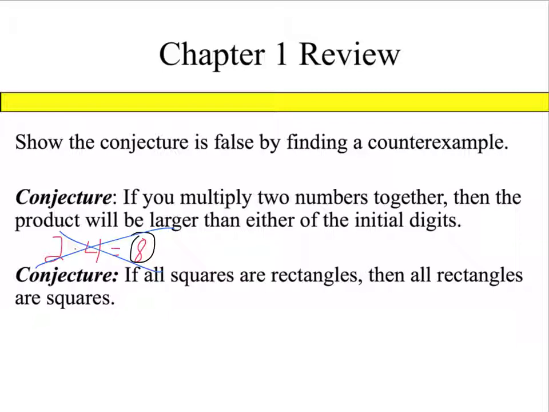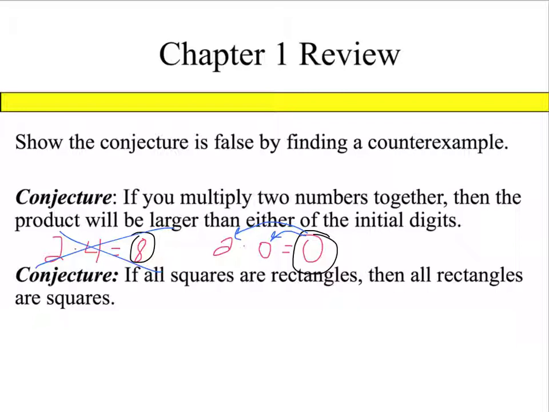However, if I do a number like 2 times 0, what's 2 times 0? 0, of course. My product here, 0, is not larger than both of my digits. It's actually smaller than 2, and it's the same as 0. So does that fit that conjecture? No. So my counterexample, I just gave one right there. 2 times 0 would be equal to 0. That would be my explanation.